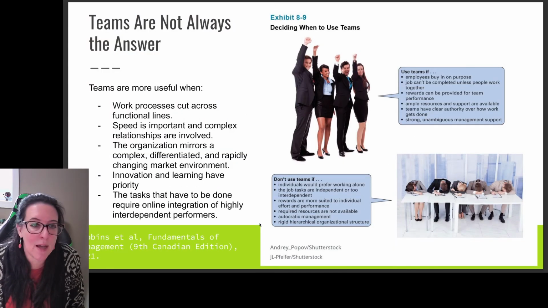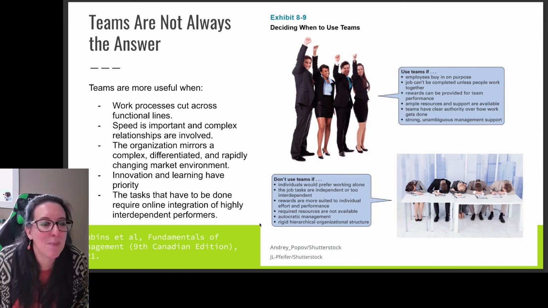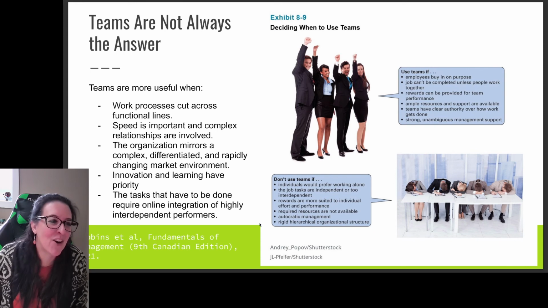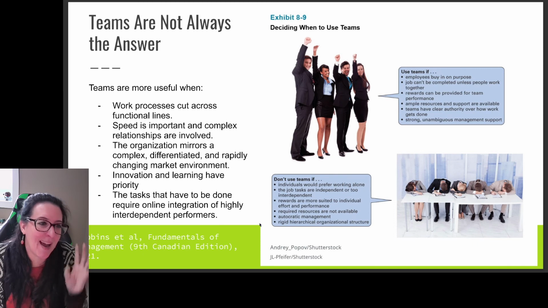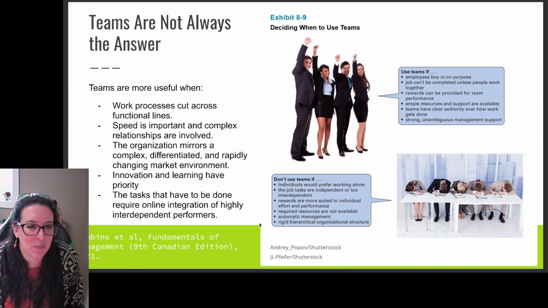Lastly, we recognize that teams are not always the answer. Don't use teams if you have a group of individuals who would just rather work alone. Sometimes the jobs, the tasks are independent. That is, they are not amenable to teamwork. It is something that really just one expert needs to do. Are your rewards more suited to individual effort and performance? So back to our expectancy theory.